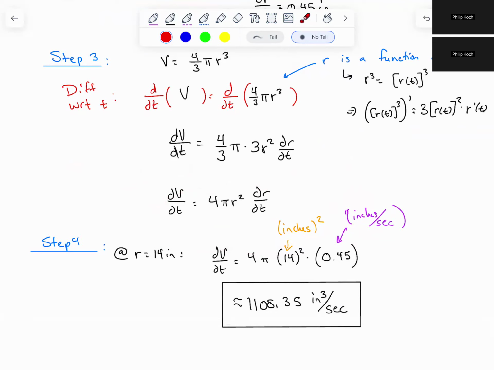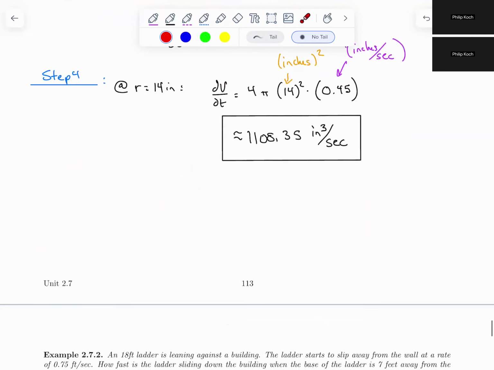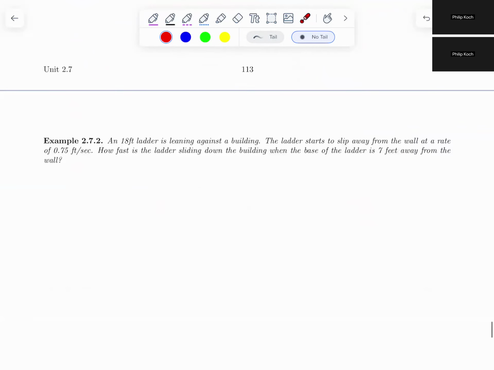All right, let's see here. We've got 4 minutes. I don't know if we can finish a problem in that time. No, let's just call it good. That'll be it for today. We'll pick up next time with the rest of related rates.